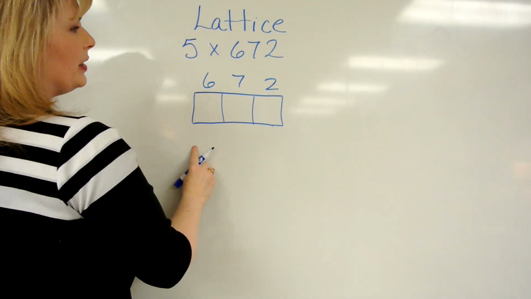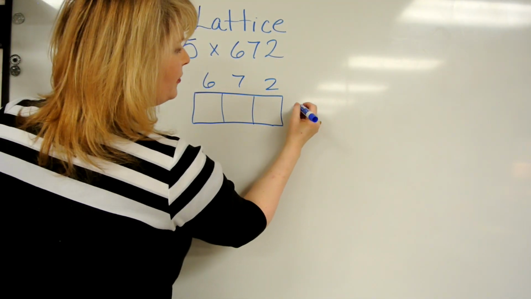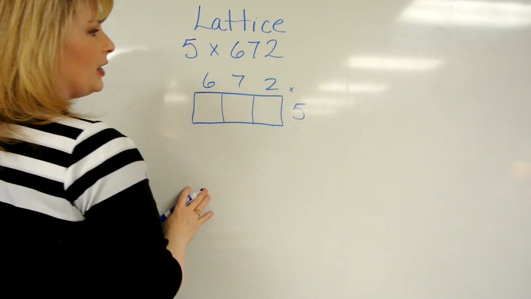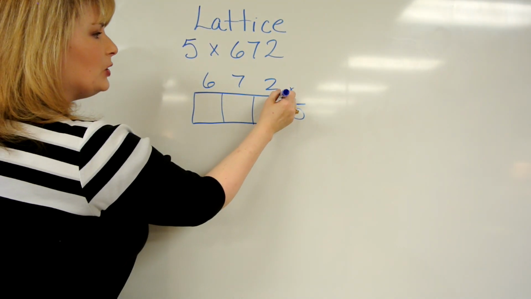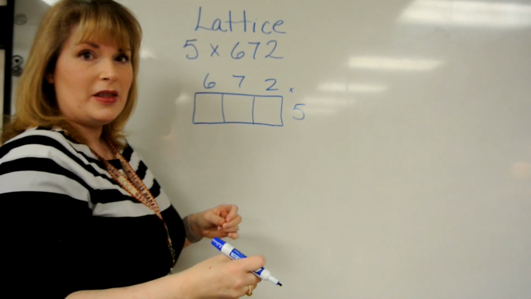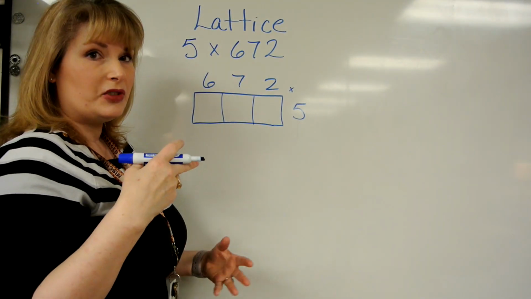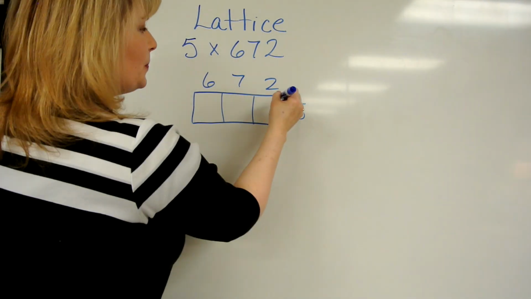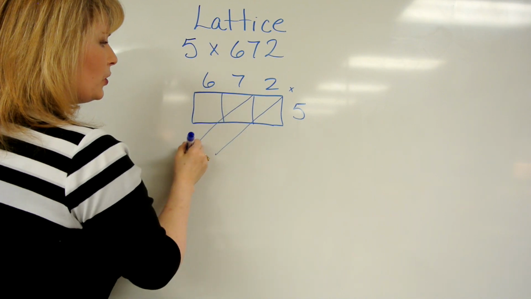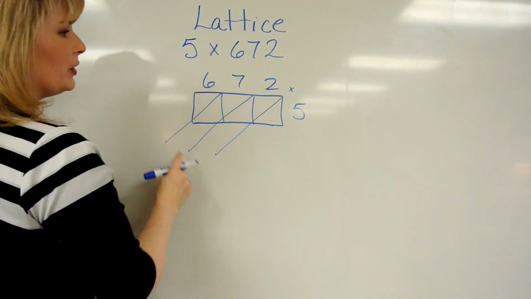672 goes there, and then this 5 will go on the side. And if you want to put a little times table right there, you can. The next thing you do is a way of getting the place value in there, and it's almost like a way of cheating. So that's the best way I can really describe it. Cross over, cross over, cross over.